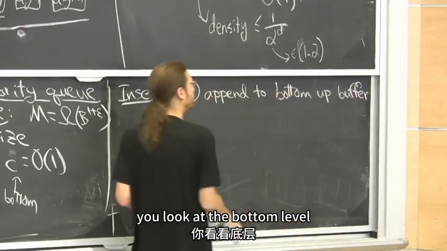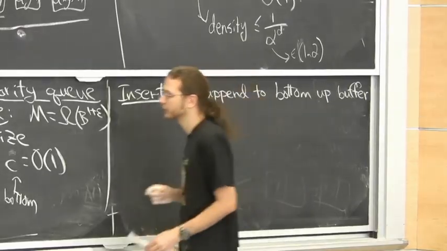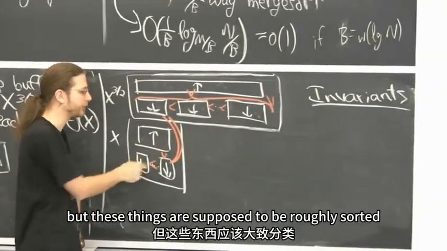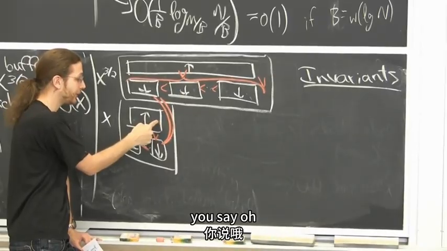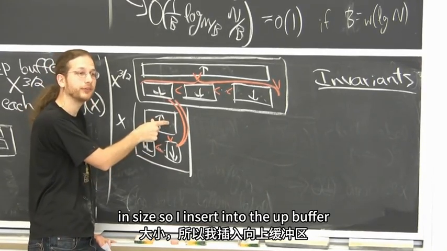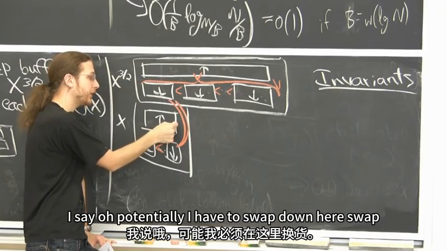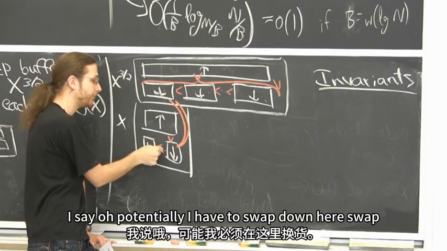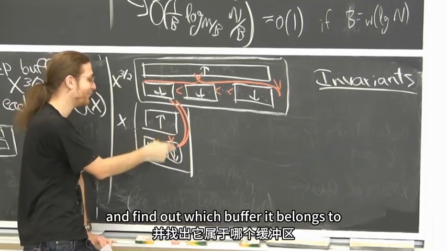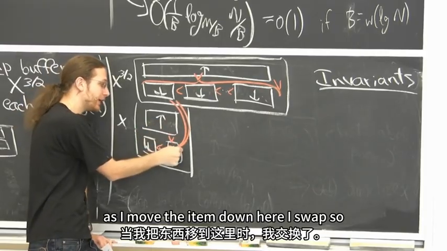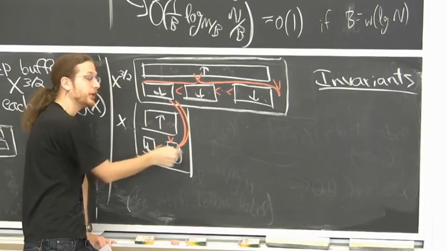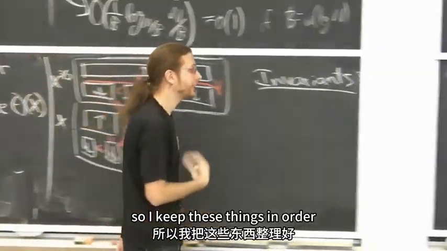You look at the bottom level, you stick the item into the up buffer. This is not necessarily the right thing to do. You stick it into the up buffer, but these things are supposed to be roughly sorted. So once you stick it there, you say, oh, well, maybe I have to go down here, go down here. The point is, the up buffer is the only one I want to be growing in size. So I insert into the up buffer, and I say, potentially I have to swap down here, swap down here. This is constant size. I can afford to look at all the items here in 0 time and find out which buffer it belongs to. As I move the item down here, I swap. So I take the max item here and move it up to here, move the max item from the next down buffer and propagate it up so that I keep these things in order.